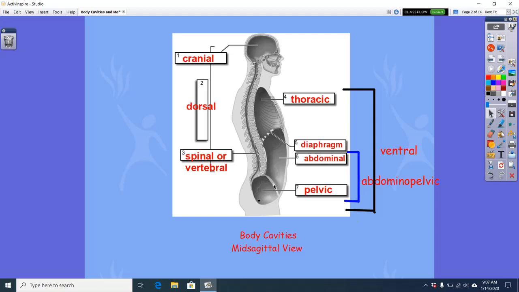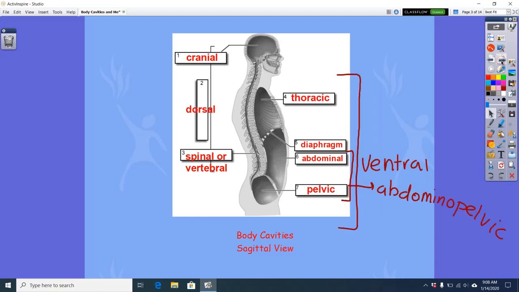Okay, now it looks like there's a full separation here in this diagram, but there's not. This is all one thing. So the abdominopelvic cavity is kind of mixed together. Don't let that picture confuse you.